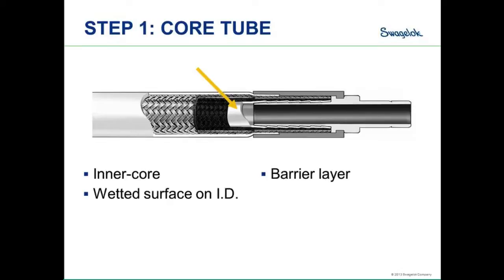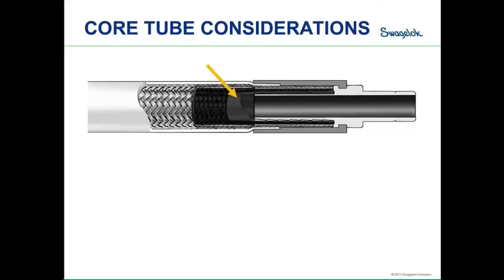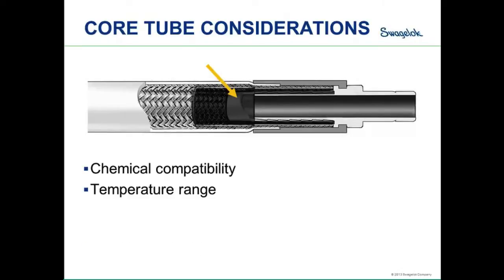The core tube by itself has minimal pressure ratings. It is not that flexible. It's called the wetted surface because it's what comes in contact with your media. Now, selecting the right hose starts with thinking about the compatibility, temperature ranges, levels of permeation. Again, what's the gas and what impact is it going to have?